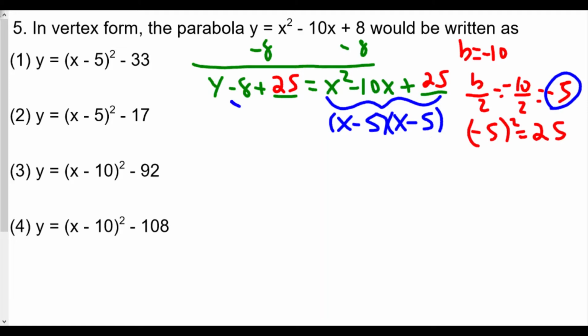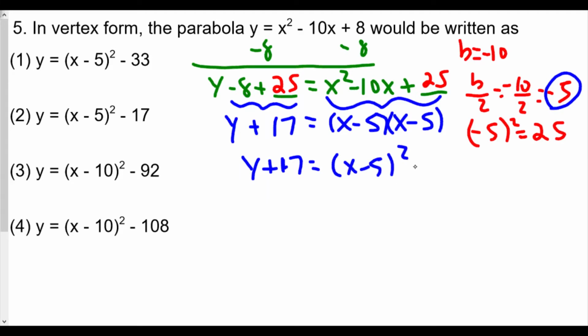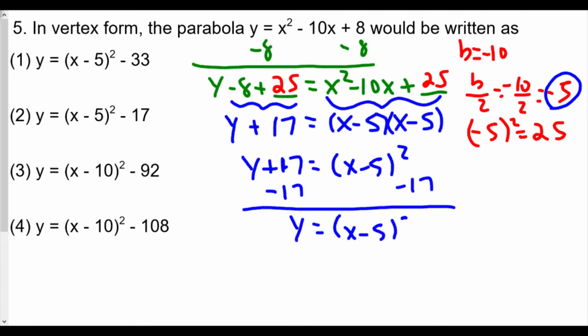So we combine negative 8 plus 25, we get 17. So y plus 17 is equal to x minus 5 squared. We'll subtract 17 from both sides. Y equals x minus 5 squared minus 17. And it looks like this matches up with choice 2. So these will both have the same exact parabola, just one written in standard form and one written in vertex form.